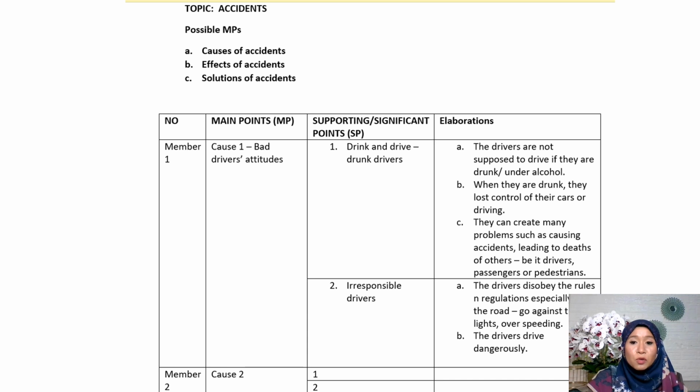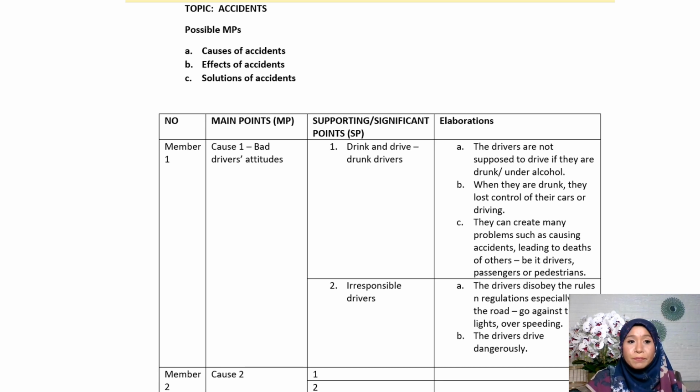When they are drunk, they lose control of their cars when driving. So this is an explanation of what happens if you get drunk. They can create many problems such as causing accidents, leading to the death of others, be it driver, passenger, or pedestrian. So these would be the effects of being drunk. Okay? And another point would be irresponsible drivers. And these are the supporting points or elaboration that you can give from one point.